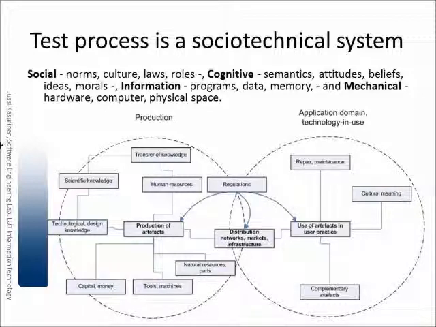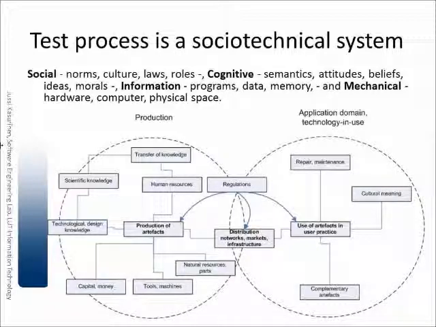annoying in a sense that with people, we have norms, cultures, laws, roles. People don't like each other. They have hidden agendas, stuff like that. But it's actually something to remember that the test process is like a software process. It has the social aspects, it has the cognitive aspects, information and mechanical stuff in it.